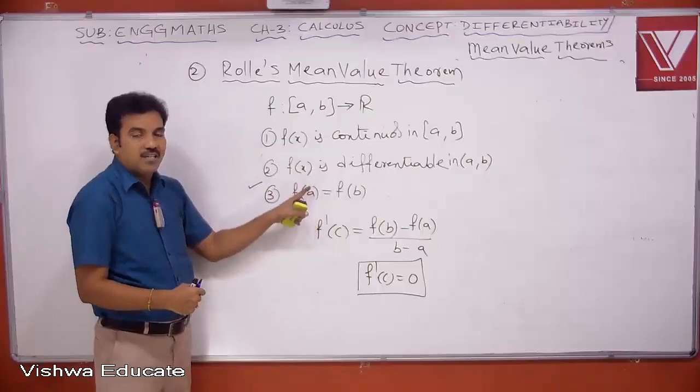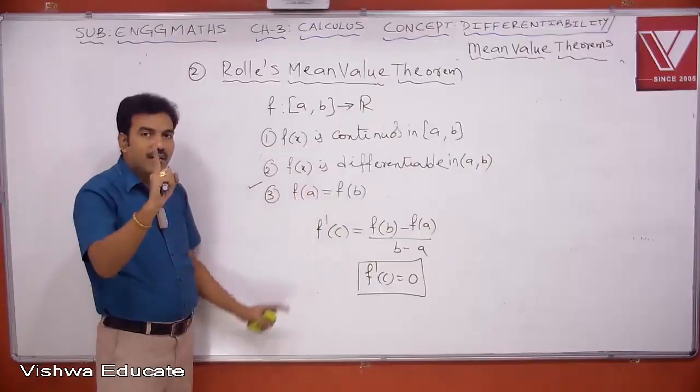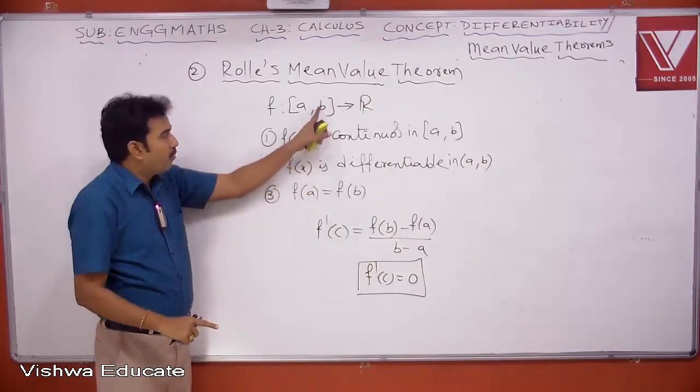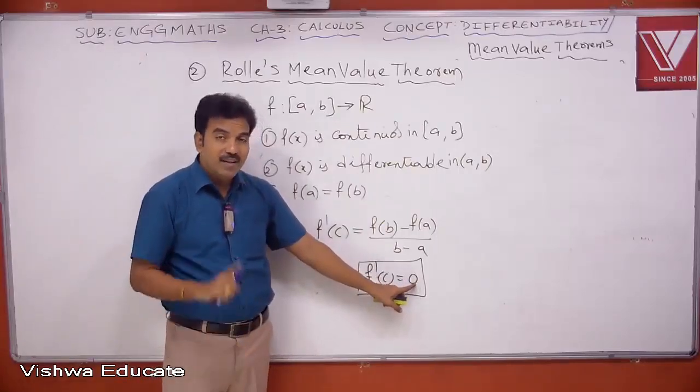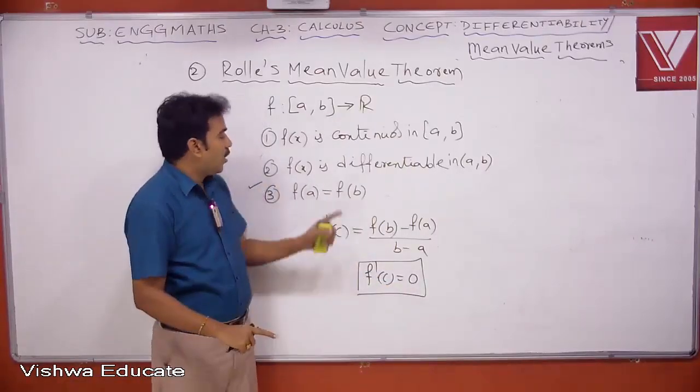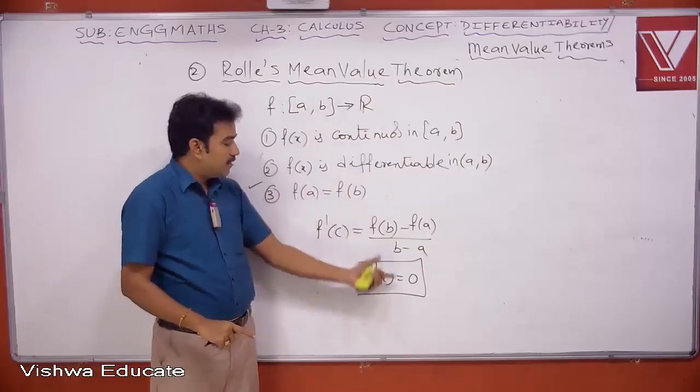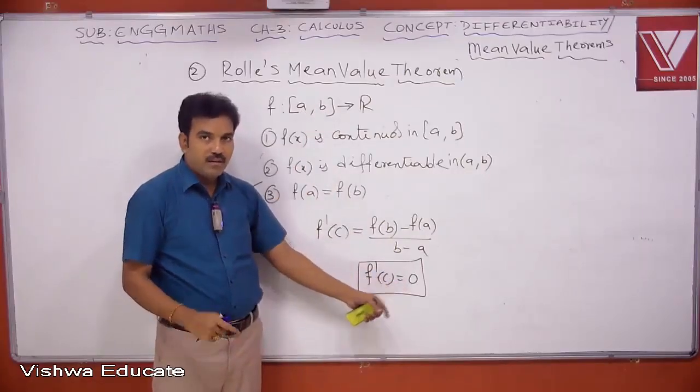So whenever these three conditions happen, then at least at one point c in the open interval a comma b, the derivative of the function is 0. At least at one point c in the open interval a comma b, the derivative becomes 0. Not this.